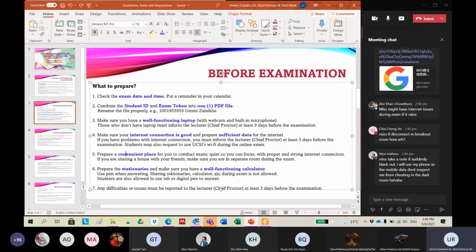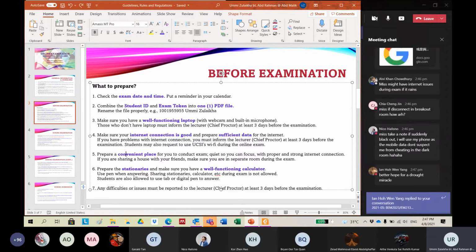And then prepare the stationeries, okay? And make sure you have a well-functioning calculator. If your calculator has no battery, make sure to replace the battery. Use pen when answering. I can see some students are using pencil. I don't want you to use pencil because when you convert it into PDF, it is very blur. When I cannot see your answer, I cannot give you marks. And also any sharing of stationery or calculator or whatever is not allowed during the exam.